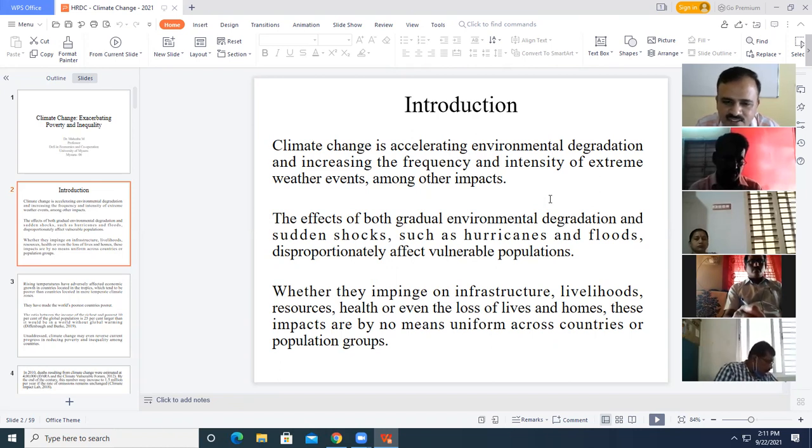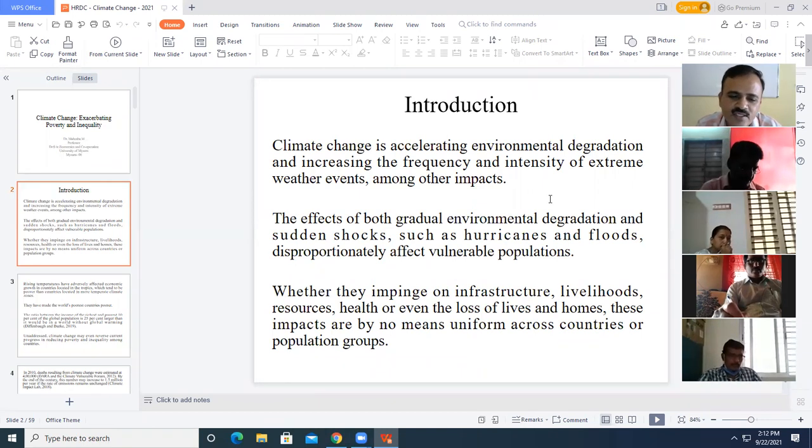And the effect of these sudden shocks of climate change, or even the gradual impact, is not proportionate, in the sense of its impact on peoples and countries. So it has a disproportionate effect, more specifically on vulnerable populations. And these effects impinge on infrastructure, livelihood, resources, health, or even the loss of lives and homes. These impacts are by no means uniform across countries or population groups.